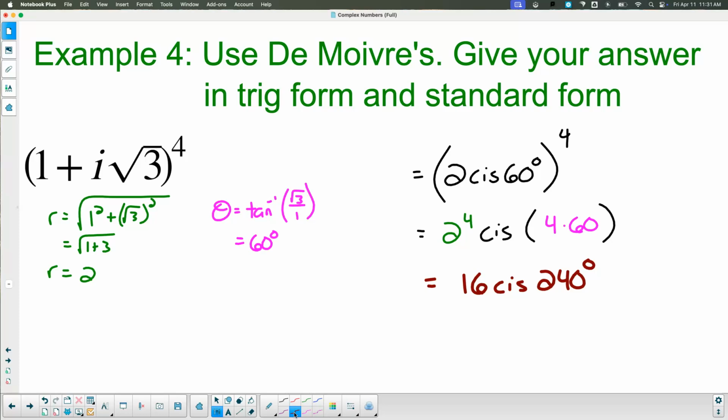240 degrees is, the cosine is negative 1/2, so that would be negative 8 minus 8i square roots of 3 for the standard form. Yes?